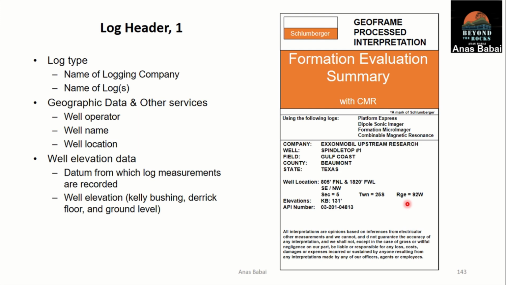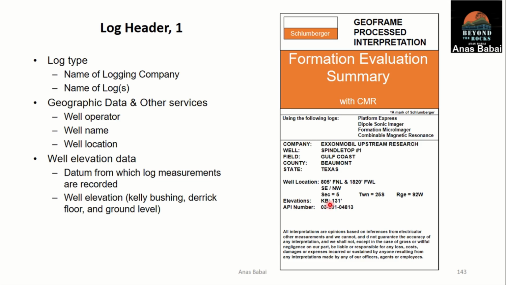Basically, any log header might contain this information plus or minus others, but there is always in any log header the name of the logging company, the names of the logs which are present in the log, and geographic data: the well operator, the well name, and the well location, which is the company, the name of the well, the field, the country and the state, the well location in detail, and the elevation of the well.